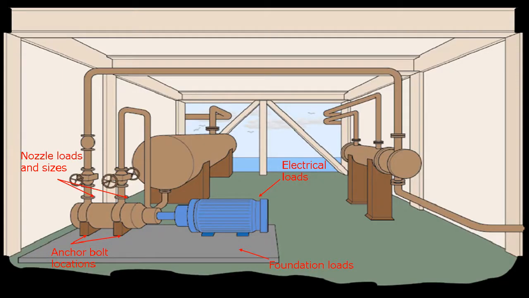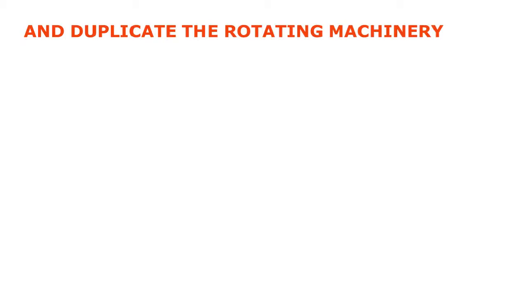I'll go next now and show you the value added by mechanical engineers. So for the motor, we have discussed with our electrical counterparts what the electrical loads will be. Foundation loads will be given to civil so they can adequately design the floor. Anchor bolt locations likewise so we can position it. And nozzle loads and sizes we've given to piping to make sure we don't bust the pipe.